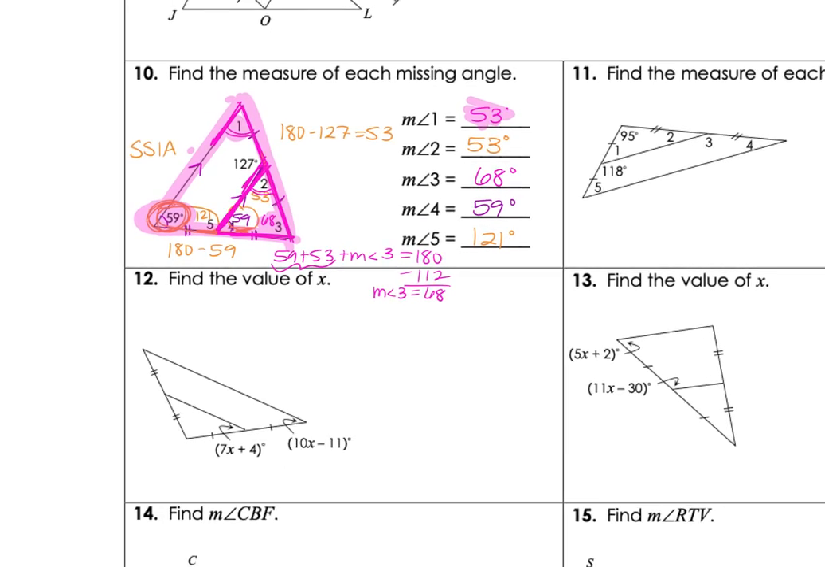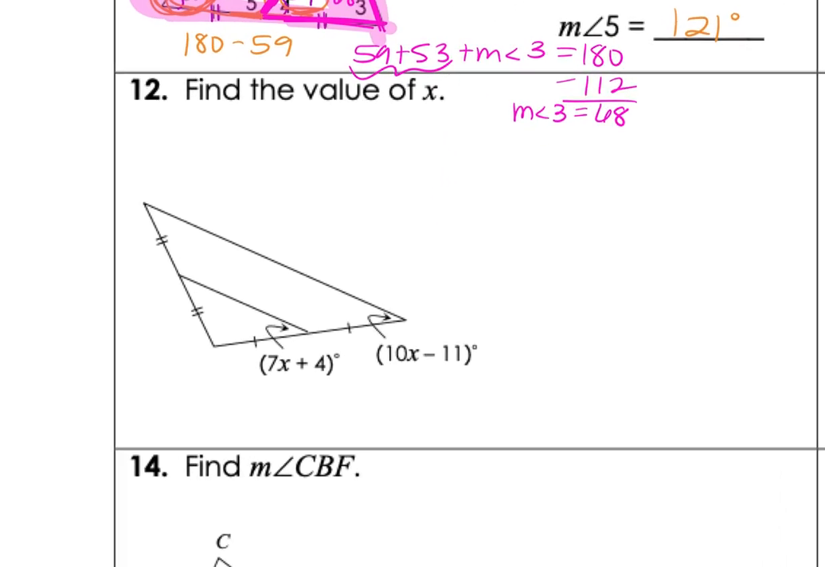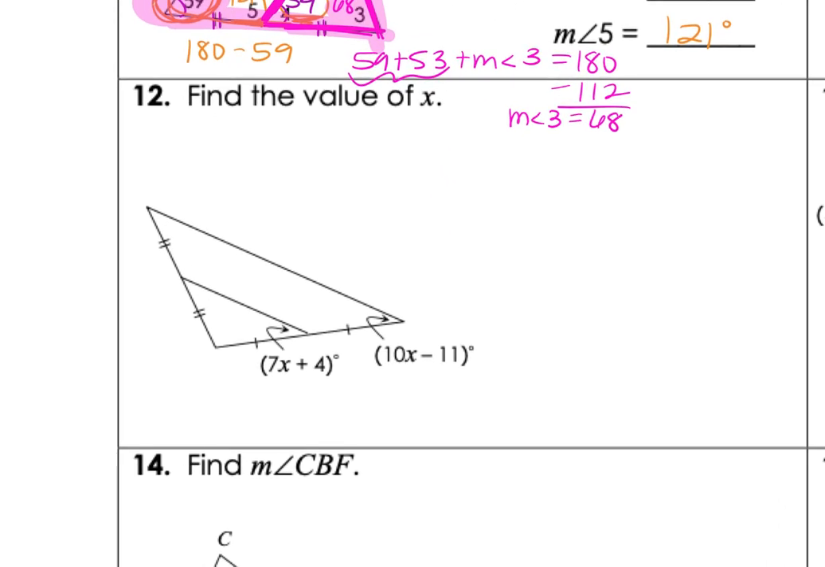Okay, two more. Look at number 12. Number 12 says find the value of x. How are we going to do that? Set them equal. Why can we set them equal? They're corresponding. Because of these markings, okay, you have to have those markings. You can't just assume it's a midpoint. Because they're showing us these are midpoints, then I know the lines are parallel. And if those lines are parallel, then these are corresponding, right?